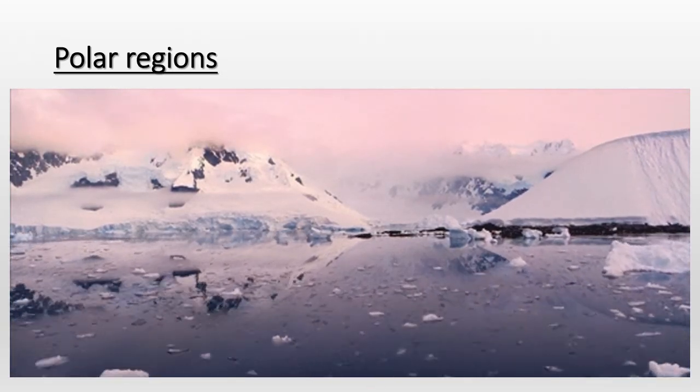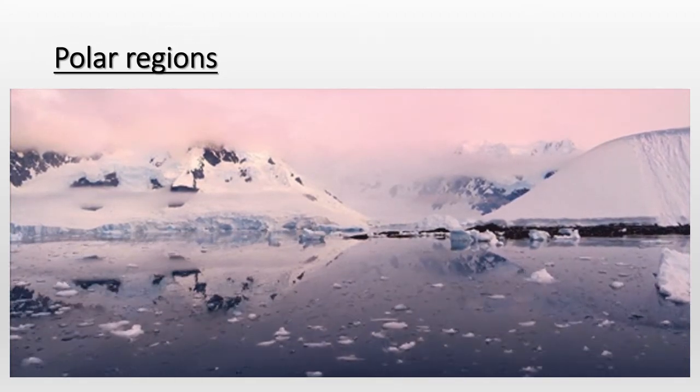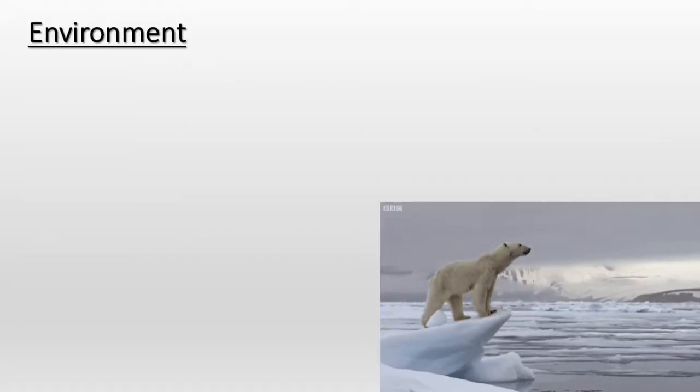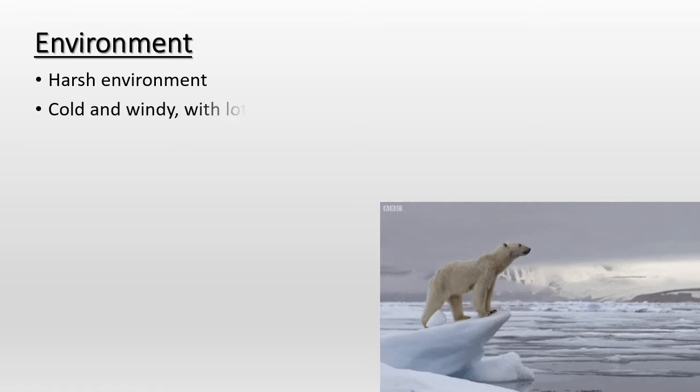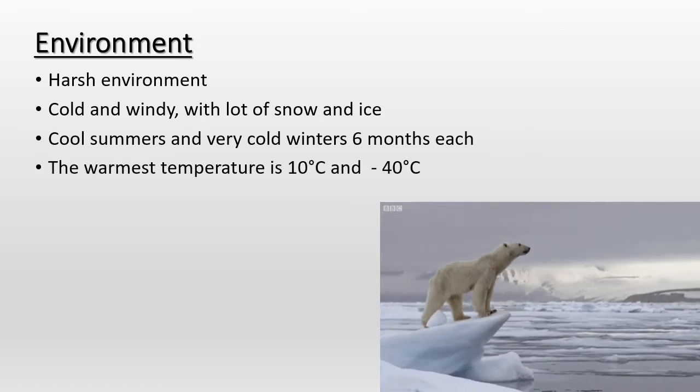Polar regions. The environment is very harsh again, cold and windy with a lot of snow and ice. There are cool summers and very cold winters, six months each. During the winter time, they will not be able to see the sun, so it is dark and cold, with snowfall and blizzards, snowstorms also. The warmest temperature can go up to 10 degrees Celsius, and the coldest is always negative 40 degrees Celsius.